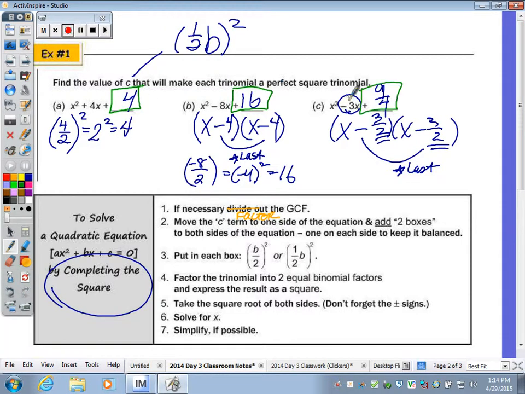But why do you every time add it? Why is it never subtraction? Why do you always add the box to both sides? Cody? If it's a square binomial, so like x minus 2 times x minus 2, the negative 2 times negative 2 is positive 4. So if it's a square, then the C will never be negative.